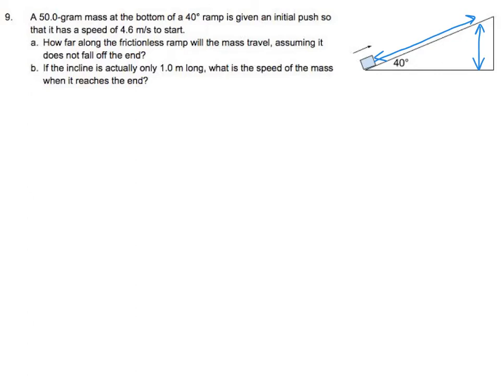So first of all, part A asks how far along the ramp will the mass travel, assuming it does not fall. The fact that it's asking how far it will travel points us to the fact that it reaches its maximum height. And when it reaches that maximum height, the speed will be zero, the kinetic energy would be zero. So what we basically have here in part A is that the energy at the bottom, or maybe you might just call it E1, is going to equal the energy at the top.